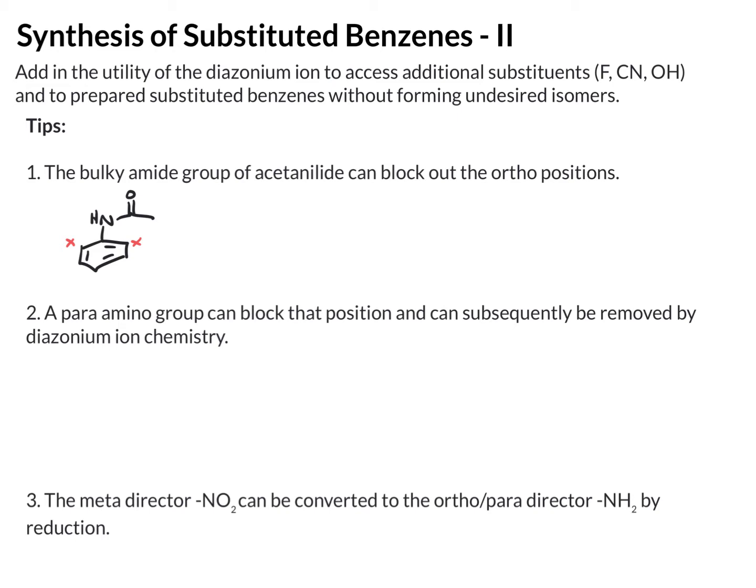The second thing has to do with having a para-amino group that can block that position, but it can subsequently be removed. So we'll see this when we do some example problems here in a bit. But let's say you have an NH2 group here. Well, with that group there, you can't add anything to this position para to the R group. So that will allow you to kind of block that site out. But remember that amino groups can be converted to the diazonium ion.